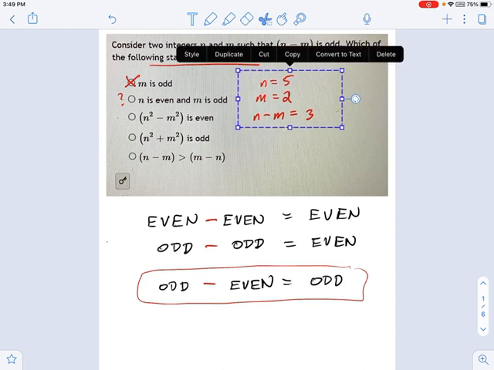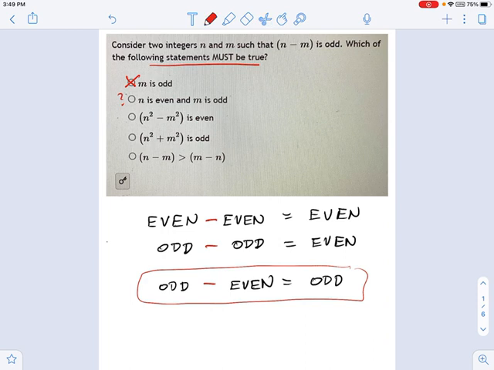So let's take another one of these in turn. This doesn't have to be true. N squared minus m squared. Does that have to be even? Well, I don't know. Let's try it out.